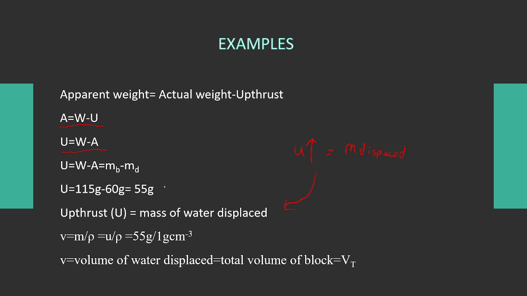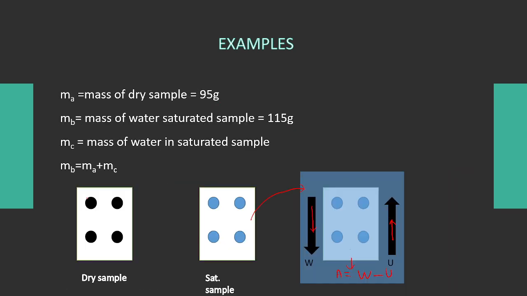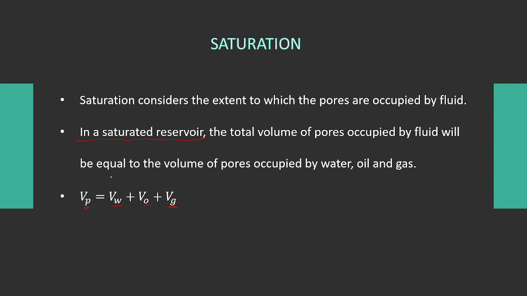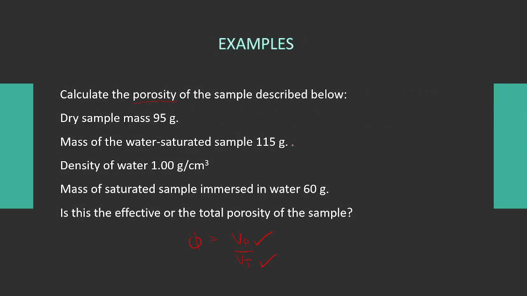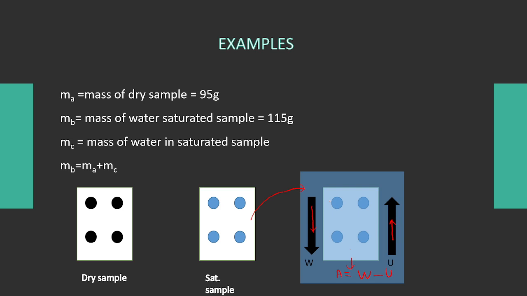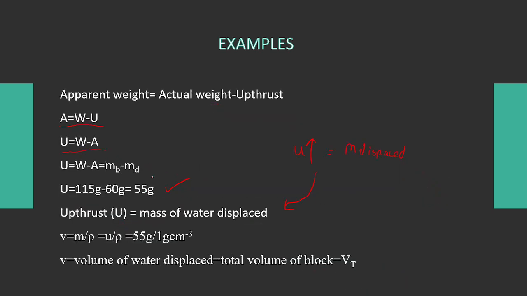And that's what we have over here. So they found the upthrust. We had the actual weight of the saturated sample, which we were told from the question was 115 grams. That's the mass of the saturated sample. Then we have the mass of the saturated sample when it was immersed in water. That's the 60 grams. So when we find the difference between the two, we'll have the upthrust. That's what we have over here, the difference between the two values to give us the upthrust. Now we said the upthrust is going to be equal to the mass of water displaced.